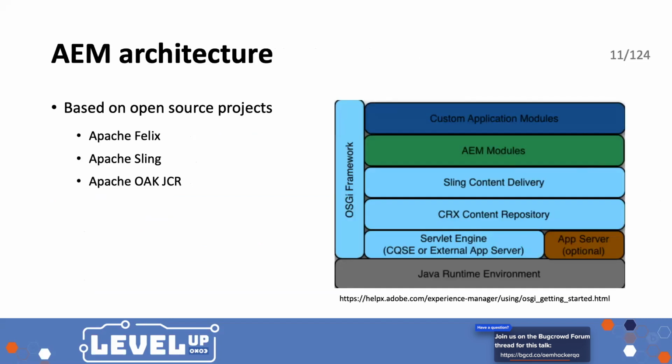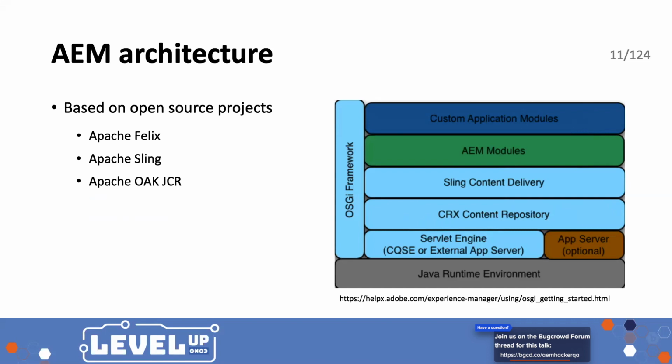You can see here that AEM is quite complex. It has many layers and the attack surface is quite big. I want to specially outline 3 Apache projects that form the core of AEM. They are Apache Felix, Apache Sling, and Apache Oak (JCR). Apache Felix is used to manage so-called OSGi bundles.